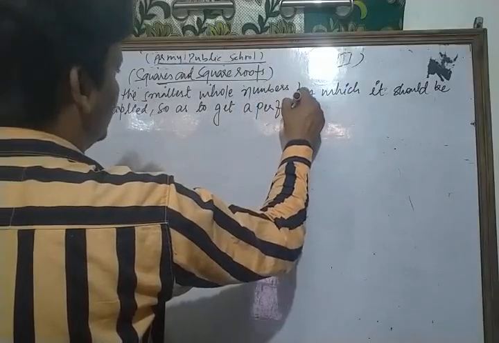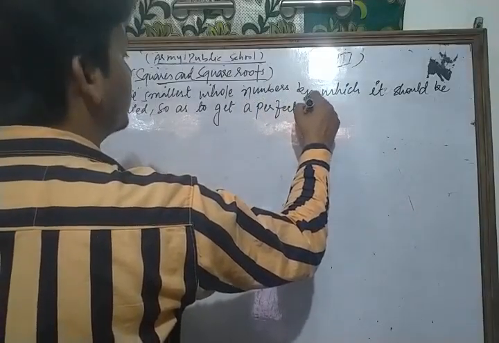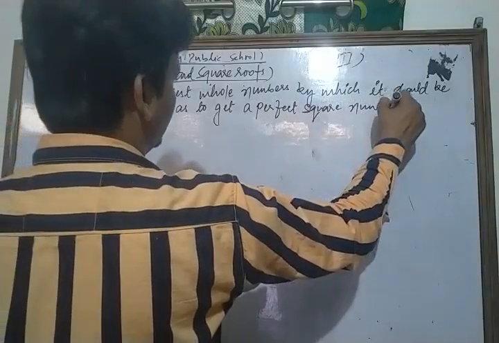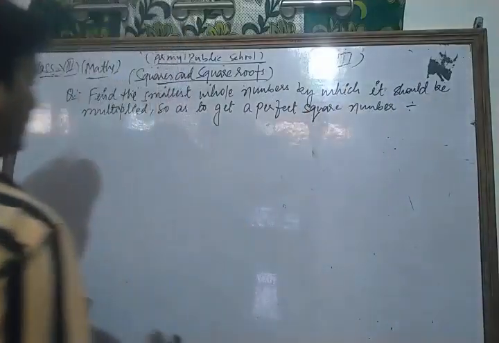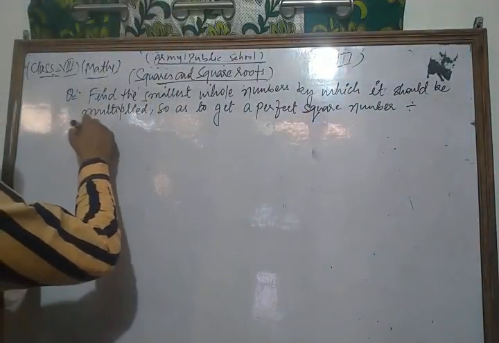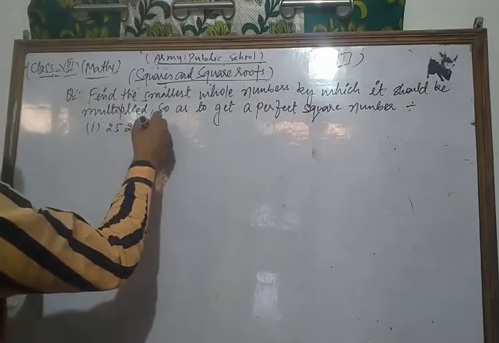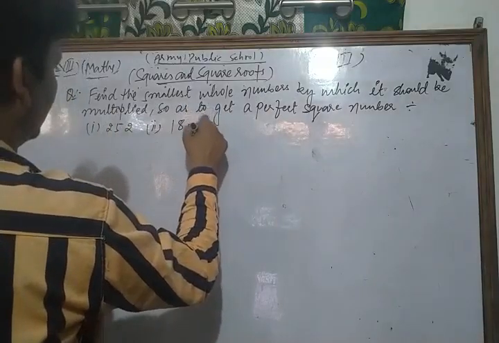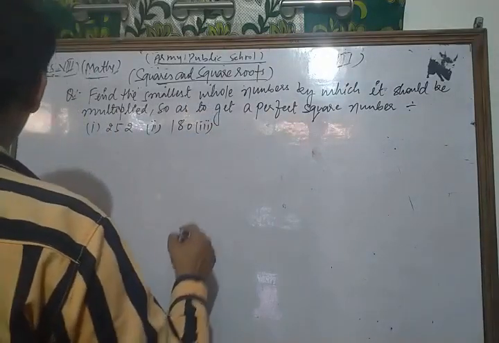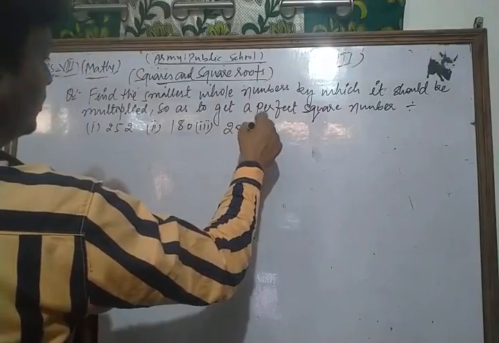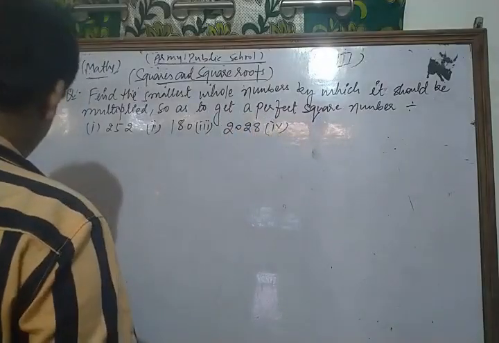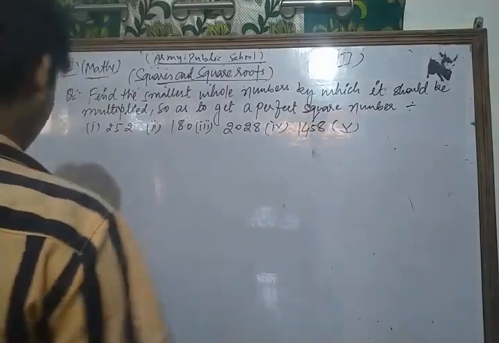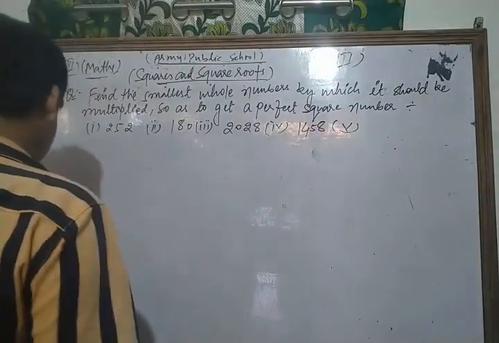A perfect square number. And your first part of this question is 252. Second is 180. Third one is 2028. Fourth one is 1458. And the last part is 6768.